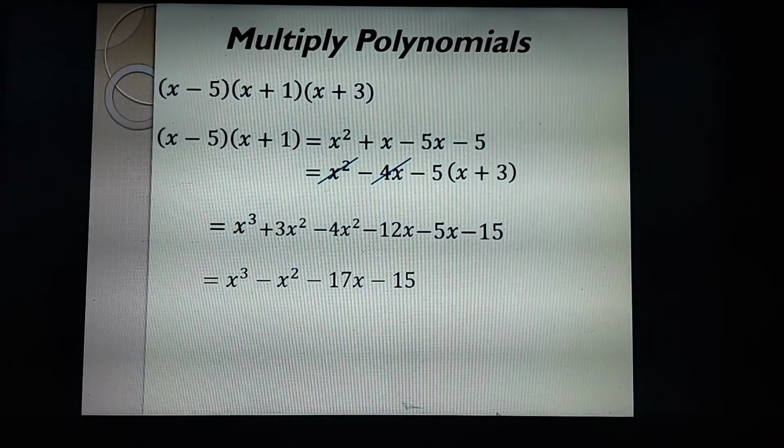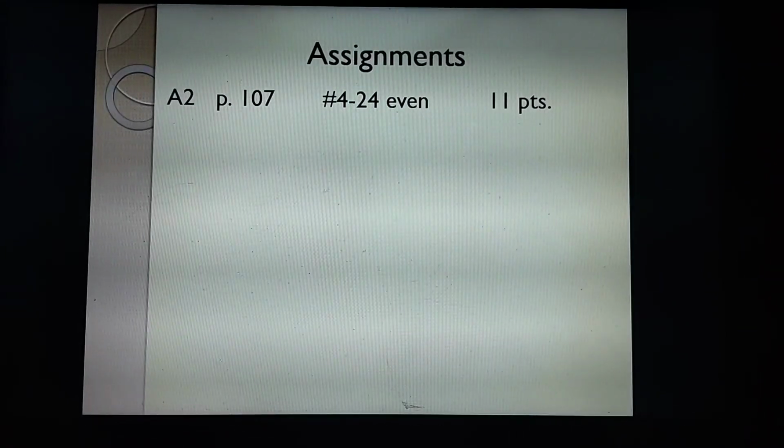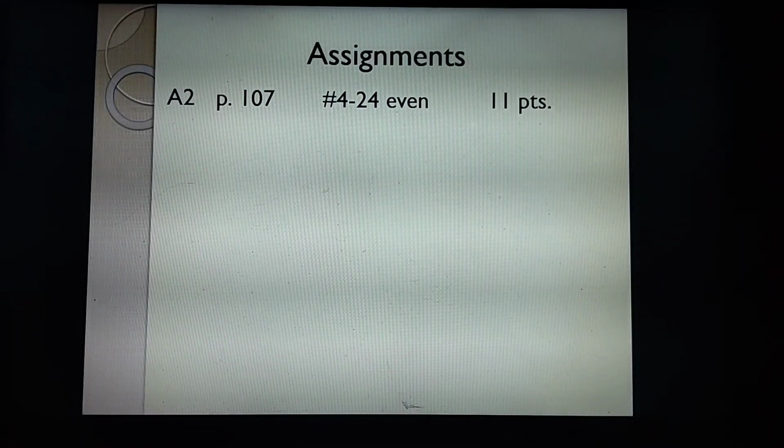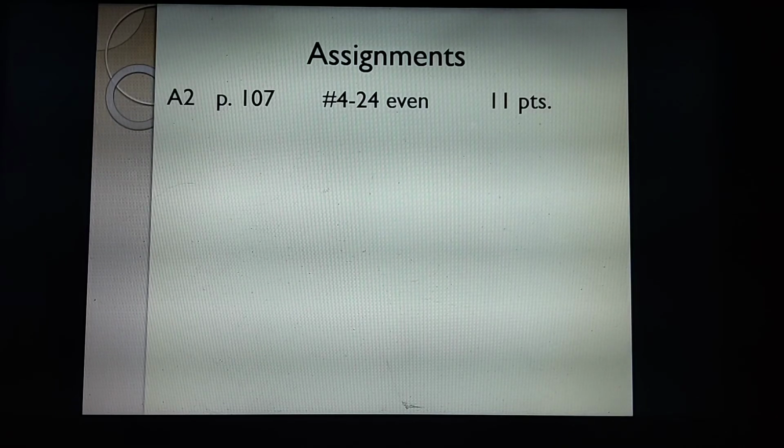Okay, so what you will be doing is assignment 2, page 107, numbers 4 through 24, only the evens, please. Make sure you use this video and the other set of notes that I will put up for you to refer back to see how to do it.